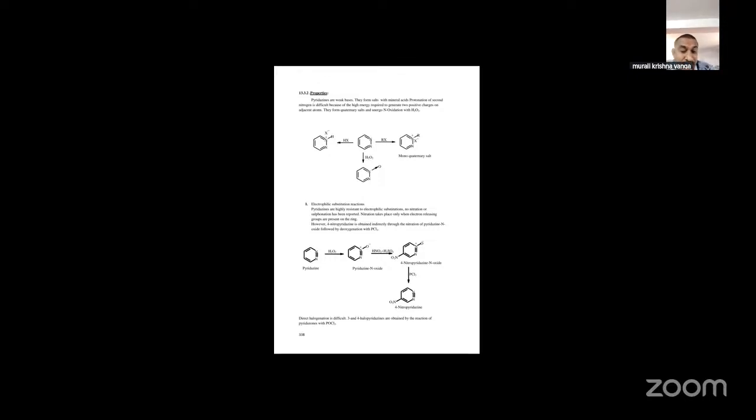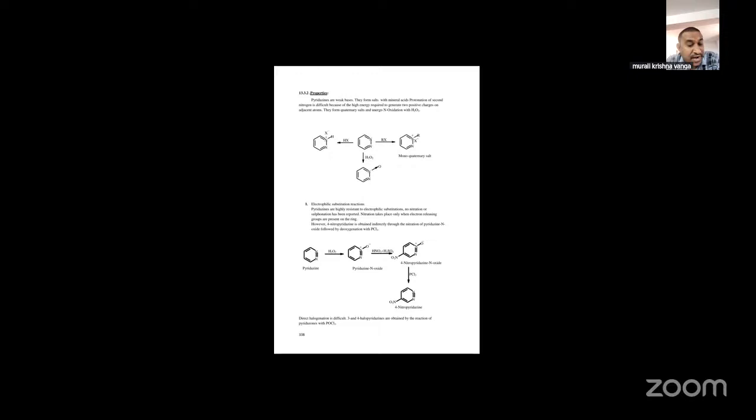Properties. Pyridazines are weak bases. They form salts with mineral acids. Protonation of the second nitrogen is difficult because of the higher energy required to generate two positive charges on adjacent atoms. Therefore, quaternary salts are formed, and N-oxides with hydrogen peroxide.